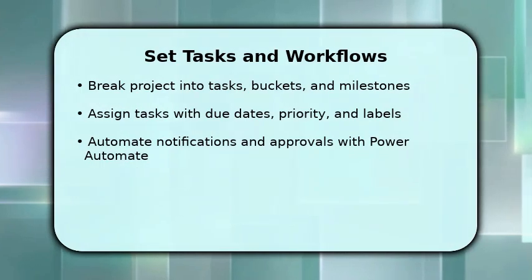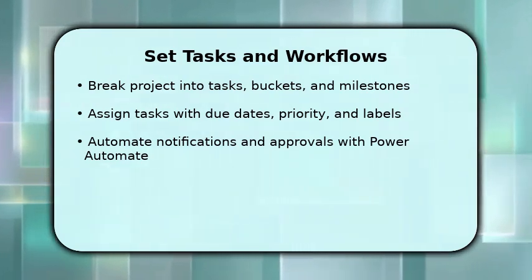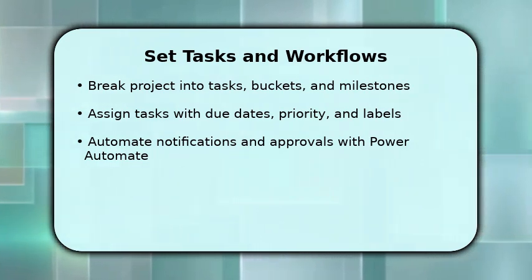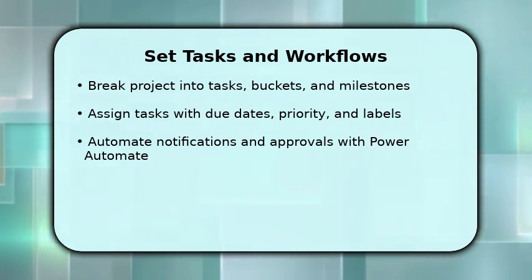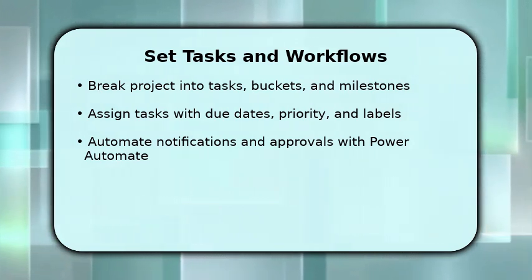You now convert scope into actionable items by creating tasks, buckets, and milestones inside Planner or Project. Assign each task to an owner with clear due dates and priority so accountability is visible. Use labels for sprint, phase, or risk classification.